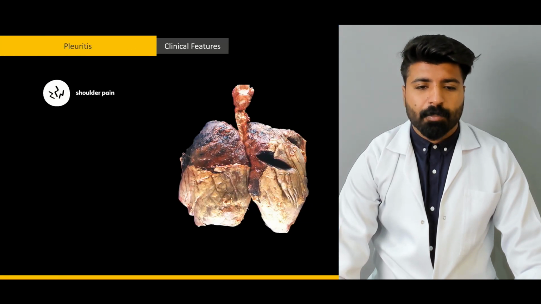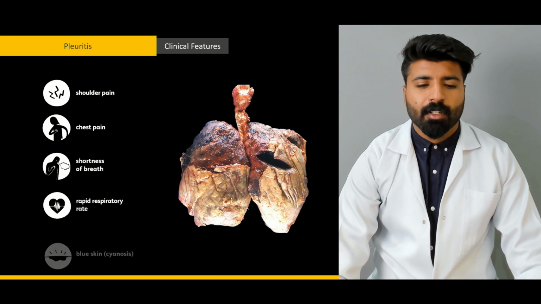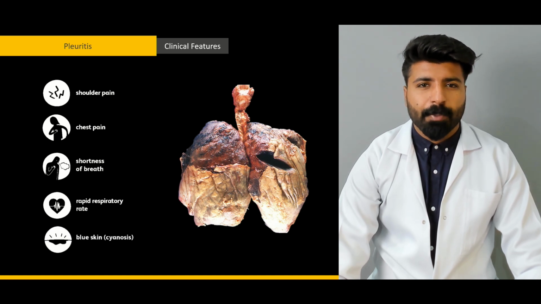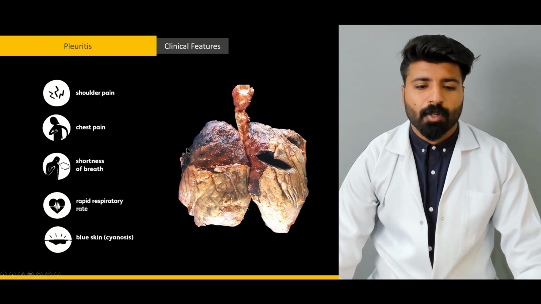Clinical features of a patient suffering from pleuritis: they will come to you with shoulder pain, chest pain, shortness of breath, rapid respiratory rate, and blue skin. All of these things are happening because pleuritis is happening at that level. The patient will have shoulder pain. The patient will have chest pain because of the pleuritis.